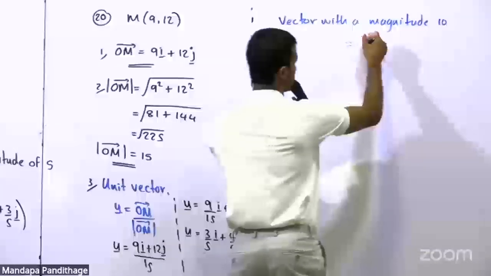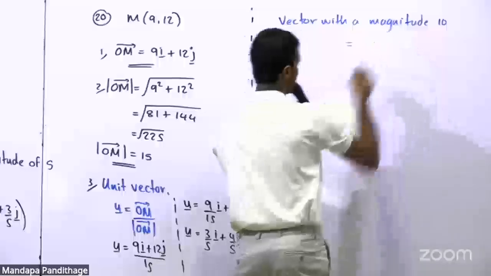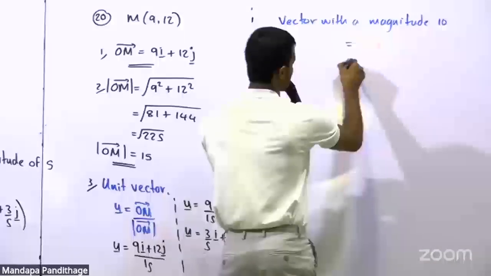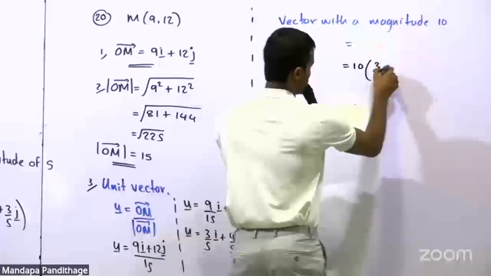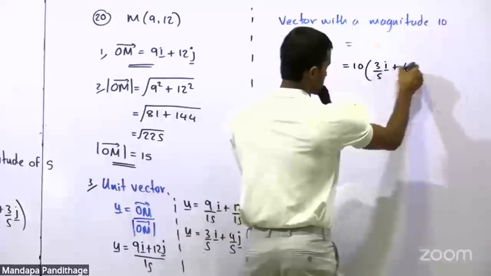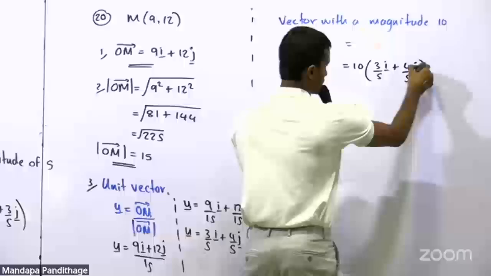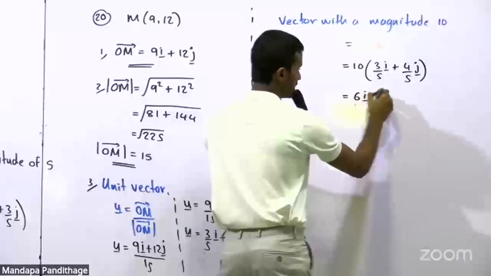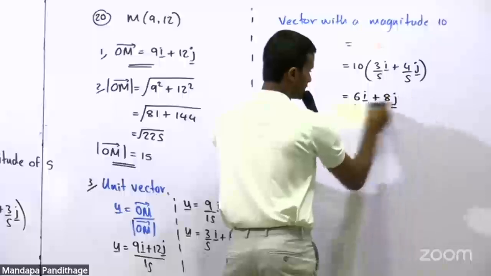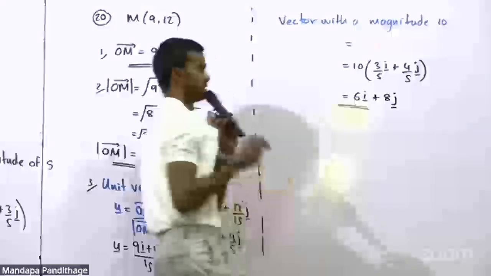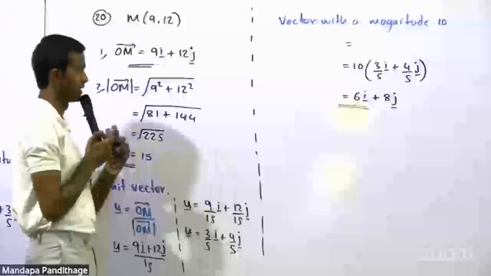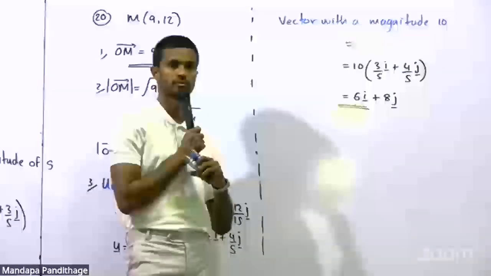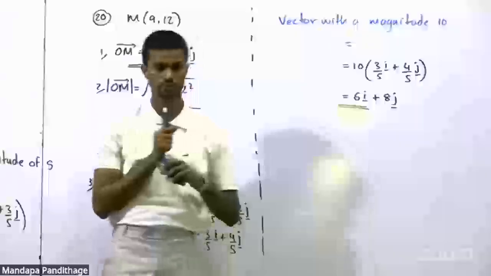That is equal to 10u. Which means 10 into this, 3 over 5 i plus 4 over 5 j. So when you multiply, 2 is remaining, 6i plus 8j. Okay, hands up who got 15, 9i plus 12j, and last one, 6i plus 8j. Okay, do the next one, 21st one.